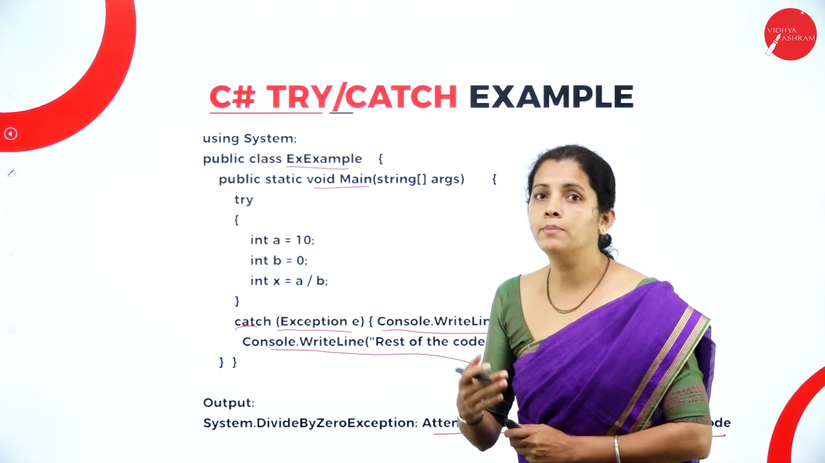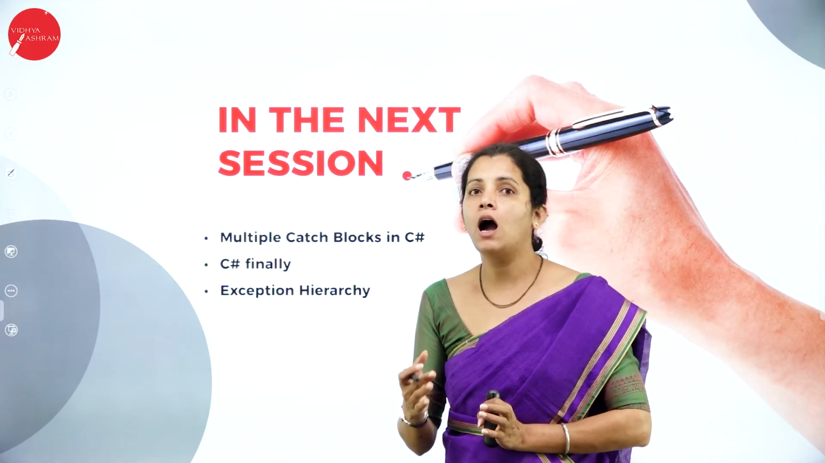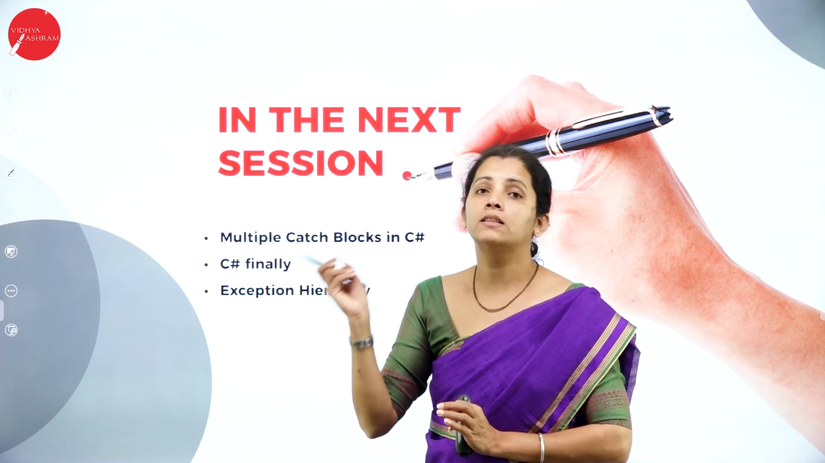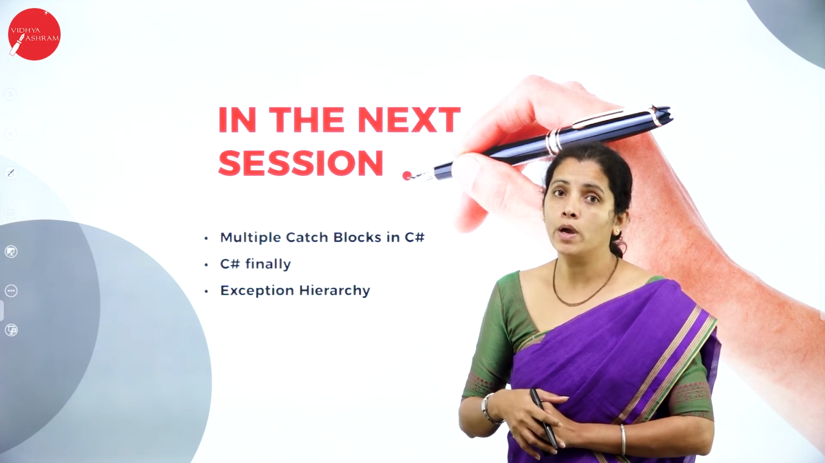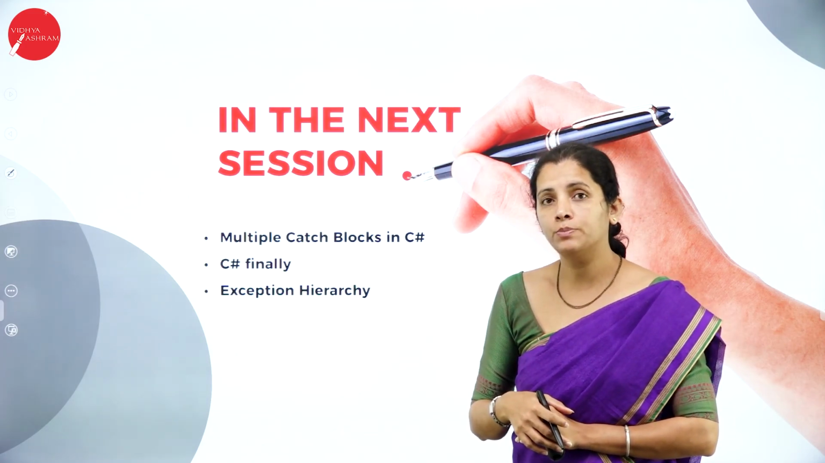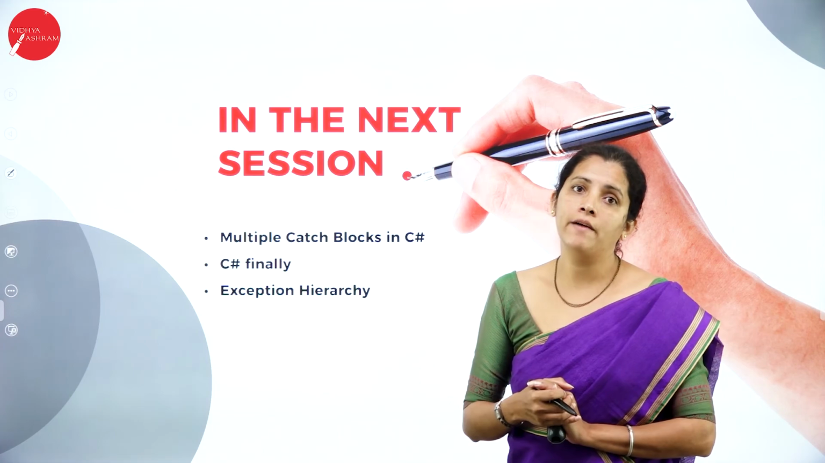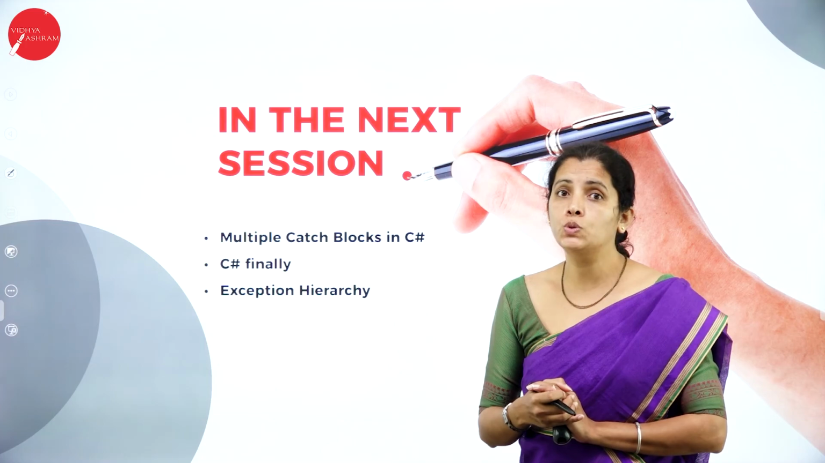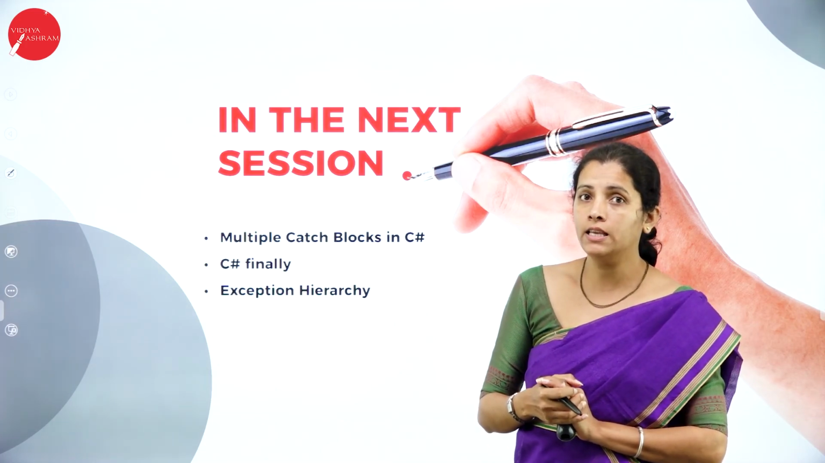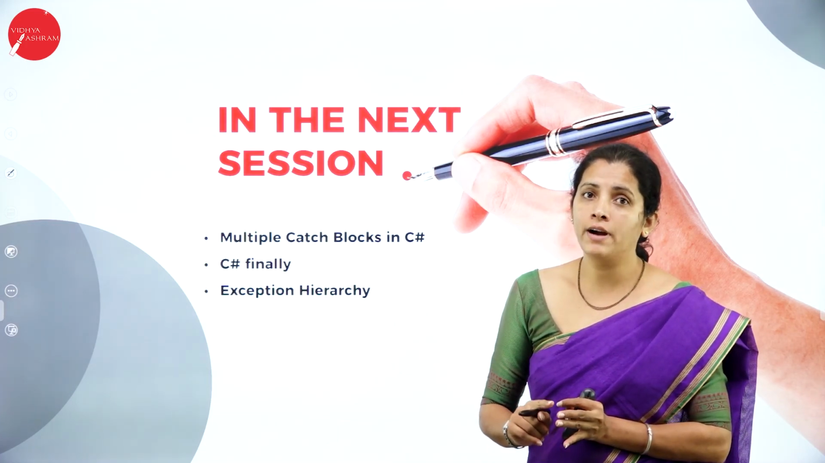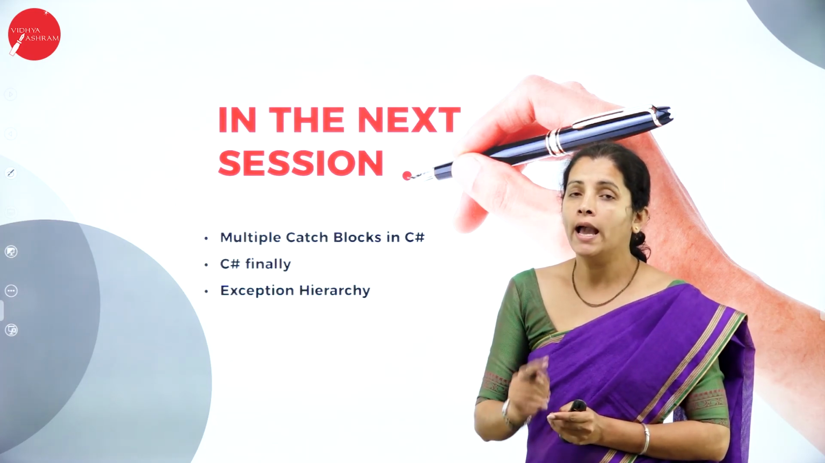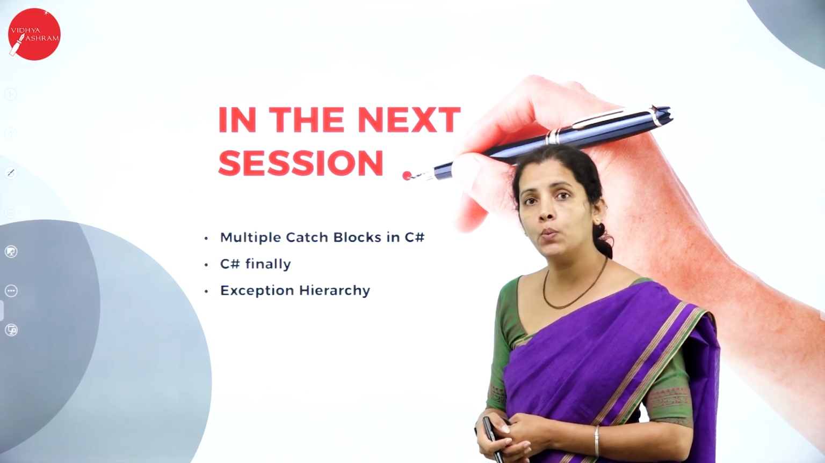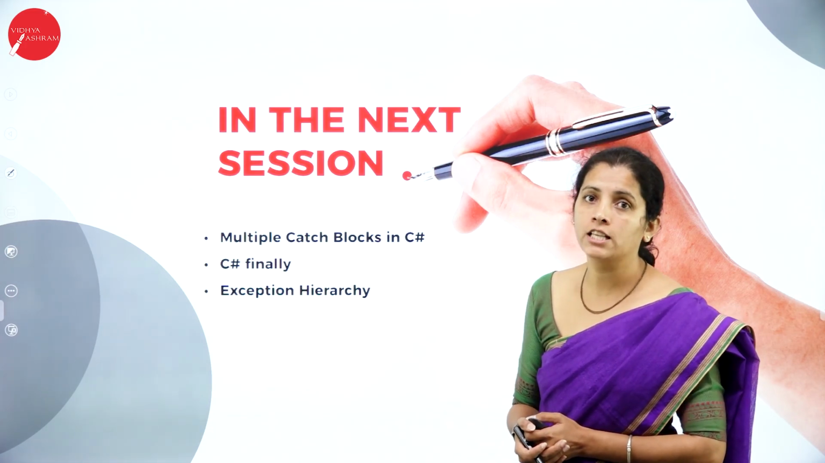So dear student, in today's session I started with what an error is, and what the different kinds of errors are that we are going to get in C# programming. Along with that, I have discussed what an exception is and what the keywords used to handle an exception are, that is, try, catch, finally, as well as throw. Along with that, I have explained how to handle errors with try and catch block.